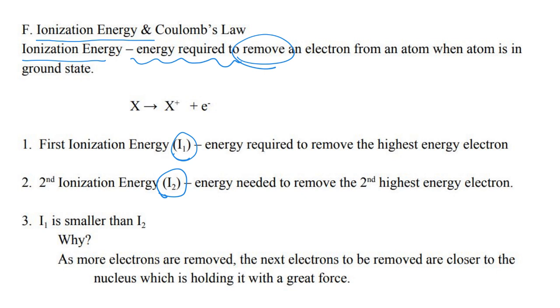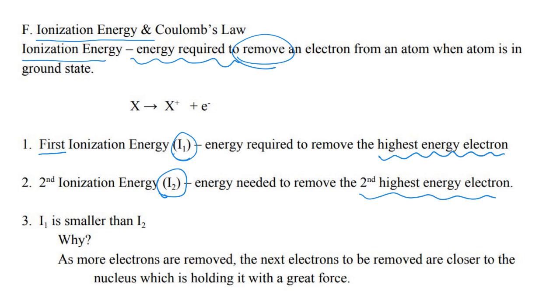So first ionization energy, how much energy does it take? And we're talking about energy in terms of like kilojoules or even megajoules. How much energy does it take to remove the highest energy electron? So if I take 1 electron away, how much energy does that take? Now, once that first electron is already taken away, now if I go in and I go to take a second electron, the amount of energy it takes to pull the second electron away is called the second ionization energy.